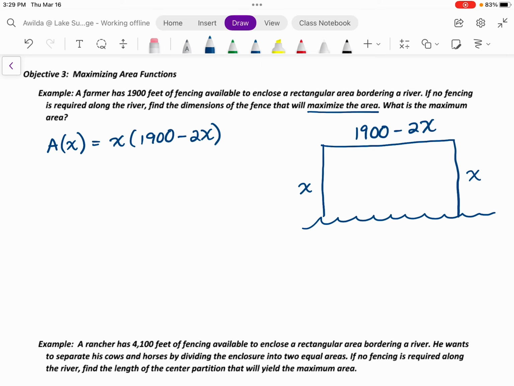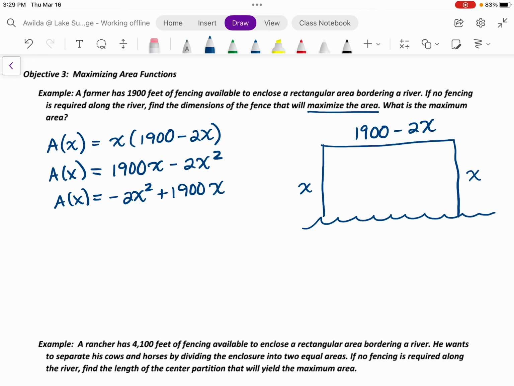Well, if we look at the graph of the area, it looks like it's going to have a quadratic form. Let's make that a little bit more clear. If I were to distribute the x here, I would get 1900x minus 2x squared. And let me go ahead and write the negative 2x squared first so that it's crystal clear that this is a quadratic function.